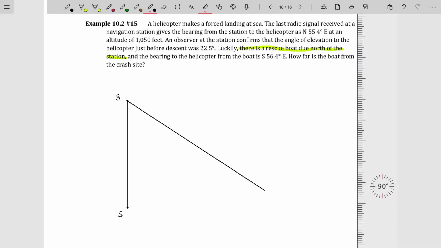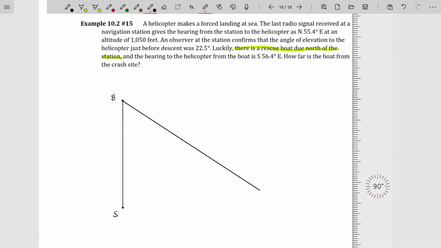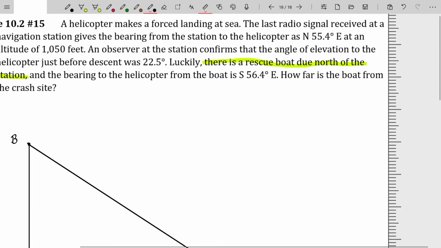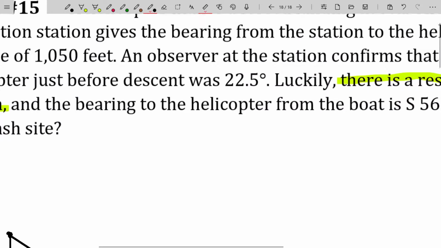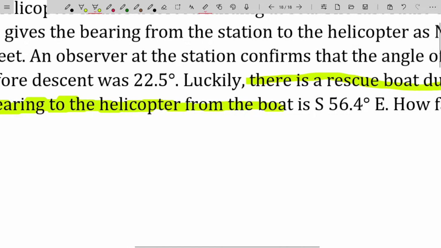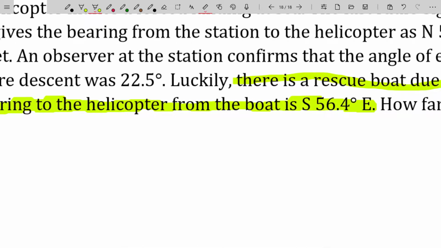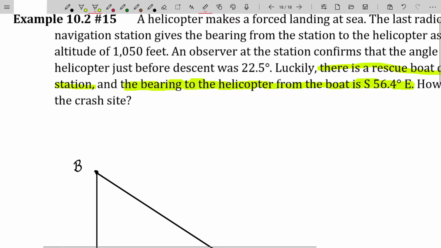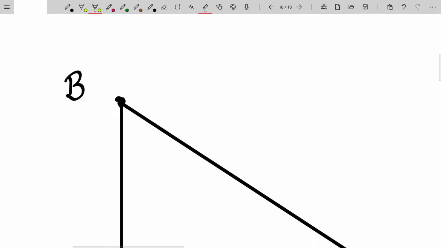The next thing I do is I'm kind of doing things a little bit out of order, but that's just because of the way that my brain thinks. So the bearing to the helicopter from the boat. Let me highlight what I'm reading. The bearing to the helicopter from the boat is south by 56.4 degrees east. So if I'm at the boat, the bearing to the helicopter is, well, they're going to face south and turn by 56.4 degrees east. So that's what they do here.